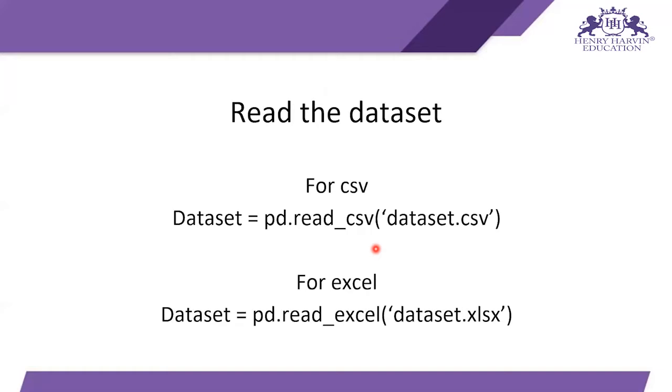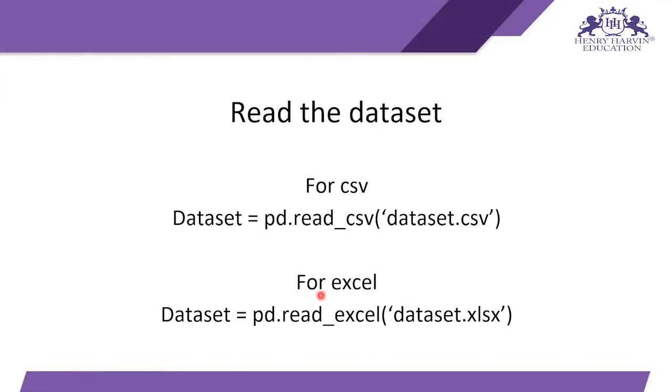So first of all, if you want to read the dataset, like if you have a dataset in CSV format or Excel format, then you can load that dataset by typing dataset is equal to pd dot read underscore csv, and in single or double quotes you type the name of the dataset with its extension. Here I have the dataset in CSV format, so I can type dataset is equal to pd dot read underscore csv. pd is nothing but the pandas library; pd is the alias name of pandas.